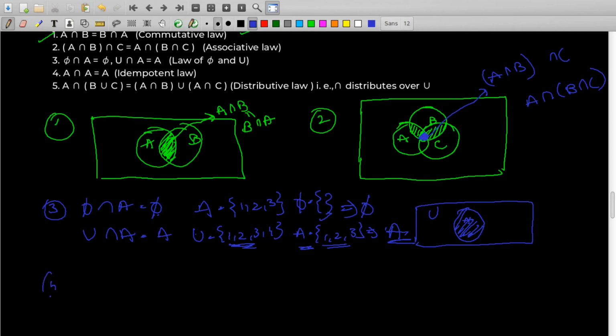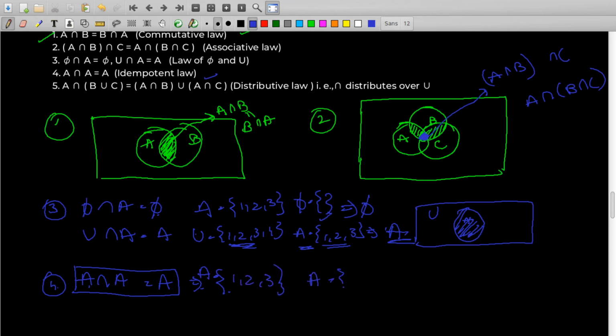We'll try to improve. The fourth law is the idempotent law, which says that A intersection A is A. Okay, that is obviously a common sense thing. If A is equal to 1, 2, 3 and A is again obviously 1, 2, 3, so in A and A what will be common, right? A is 1, 2, 3, A is 1, 2, 3. What is common? A is common. So obviously then A intersection A will be A, and that is called the idempotent law.